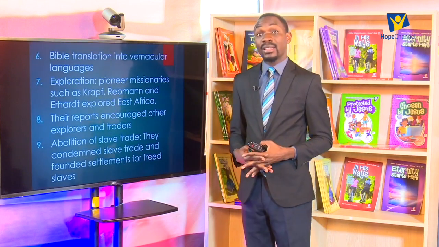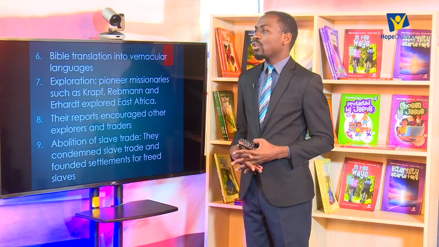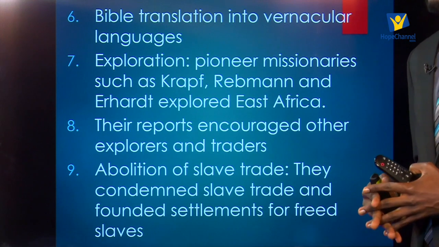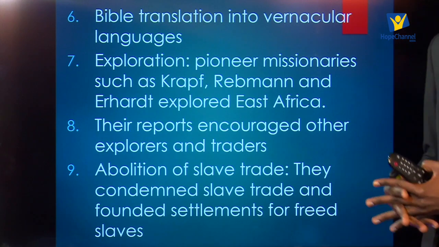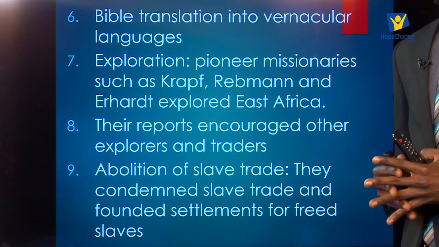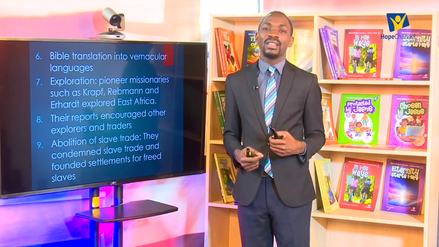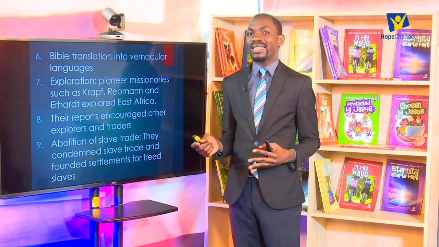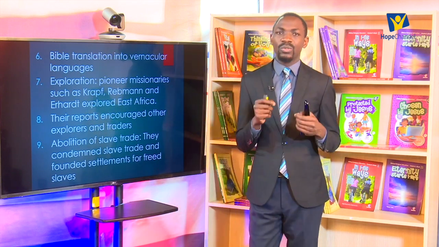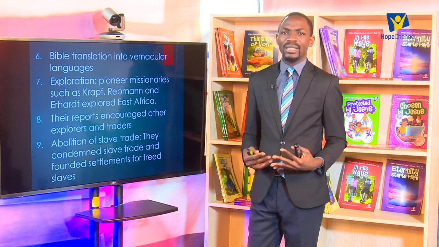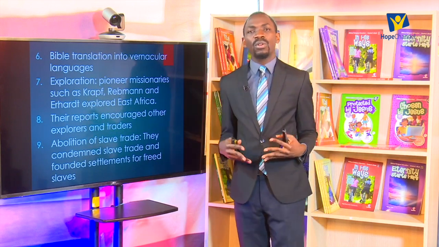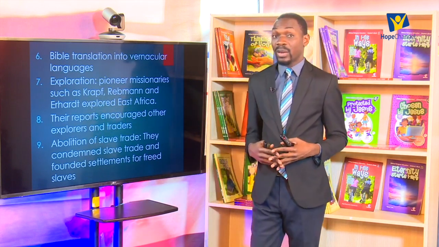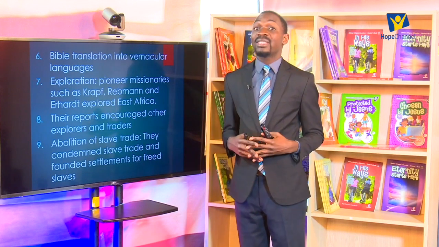Number 6, the coming of Christians also led to what we refer to as Bible translation into vernacular languages. Remember, we said there was that aspect of language barrier. But as the missionaries came, they were so determined, they had to learn local languages. After learning the local dialects and languages, they translated the Bible into the local dialect. And that meant that it was easier for the local people to understand what was written in the Word without necessarily misinterpreting it.